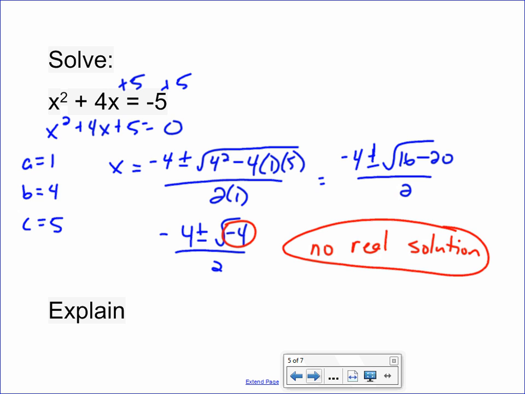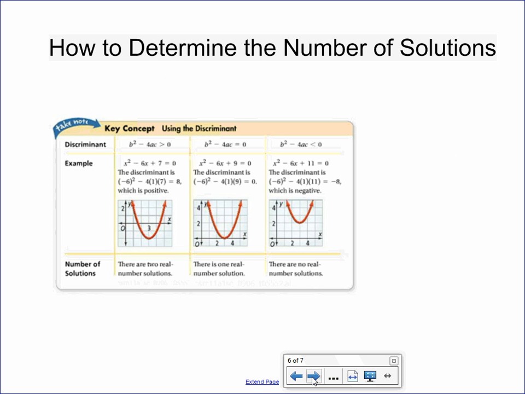So the second part of your assignment today, we're going to be looking at something dealing with the discriminant. So the discriminant, this here is a great chart to have copied down. So if the discriminant is greater than 0, if we were to graph that thing, we would find that there are 2 x-intercepts, which means there's two real solutions.